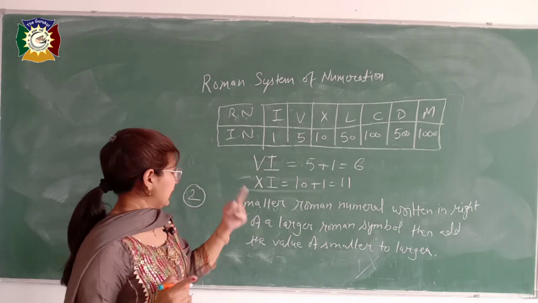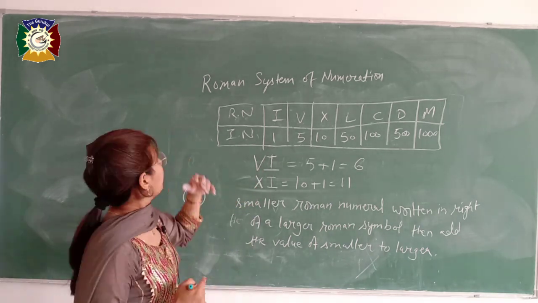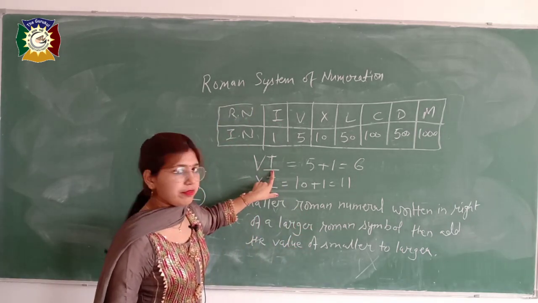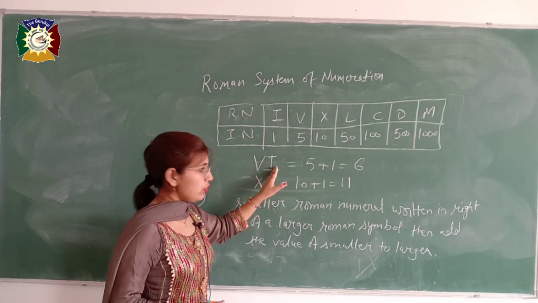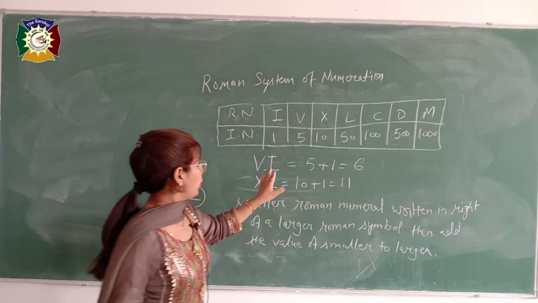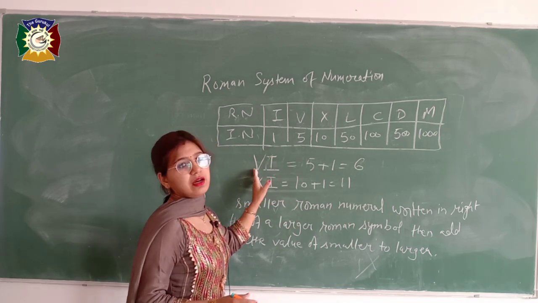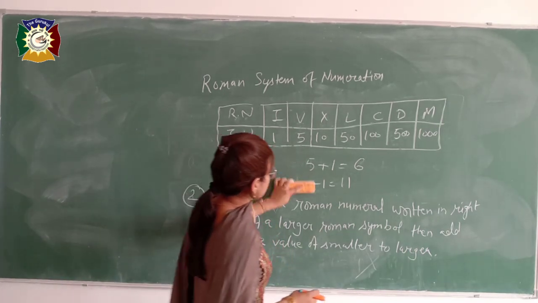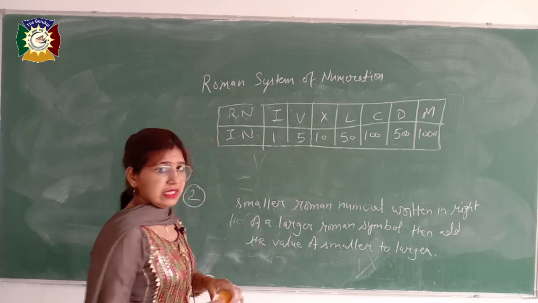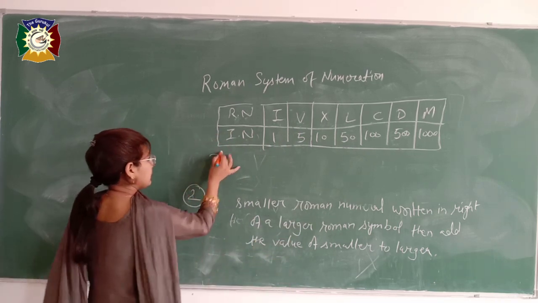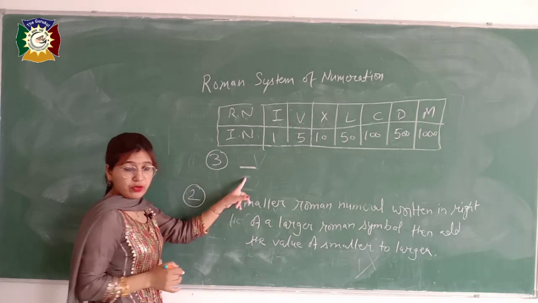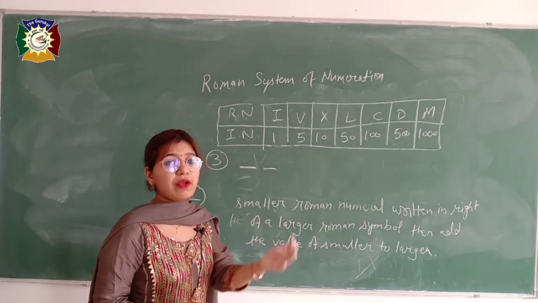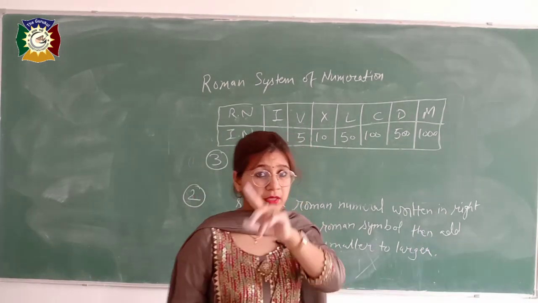You have to keep these rules in your mind if you want to grasp this topic. Larger one, smaller one: if the smaller symbol value is written after the larger symbol, then you have to add the numbers. This is rule number 2. Now rule number 3 is similar, but there is a small difference. Rule number 3 says a smaller symbol written in the left of the larger symbol, that time you have to subtract the value of the smaller one from the larger one.